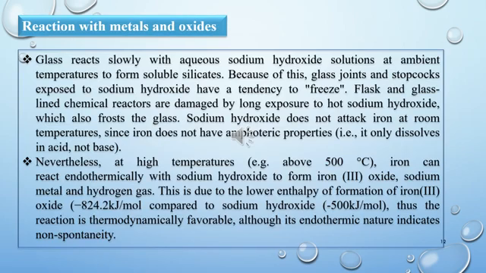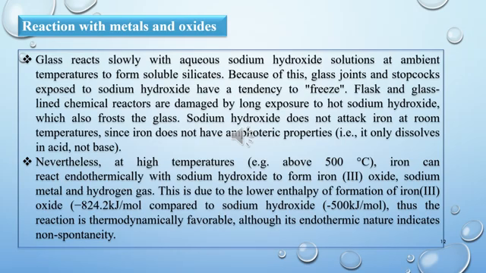The next reaction is reaction with metals and metal oxides. Till now, we have discussed the reaction of sodium hydroxide with acids and acid oxide. Now, the next reactions are reaction with metal and metal oxides. The first point is glass reacts slowly with aqueous sodium hydroxide solution at ambient temperatures to form soluble silicates.